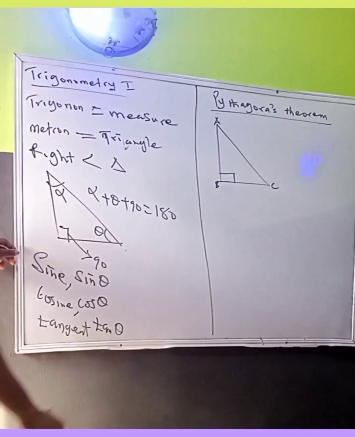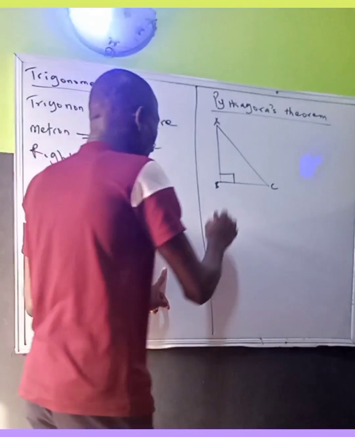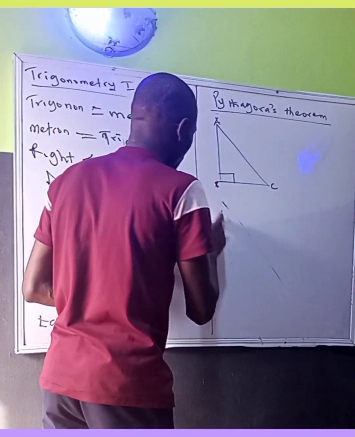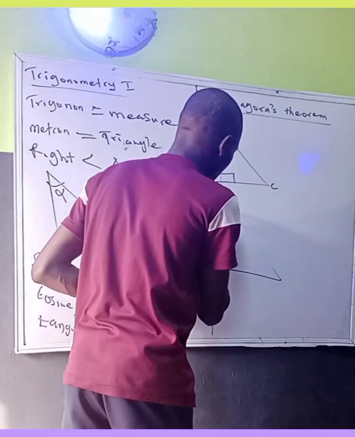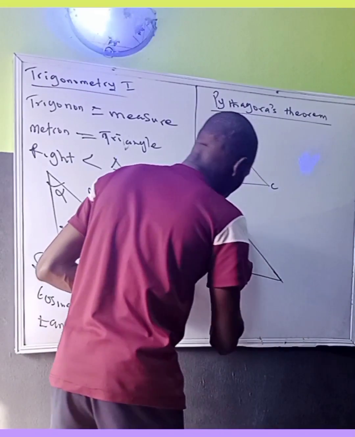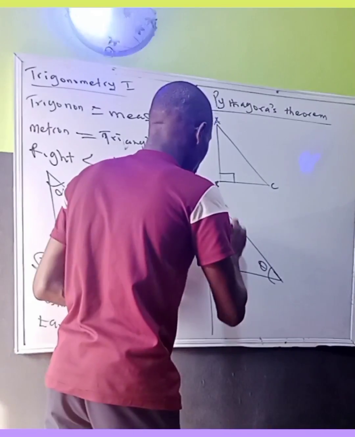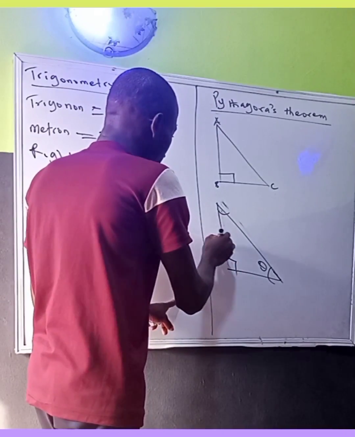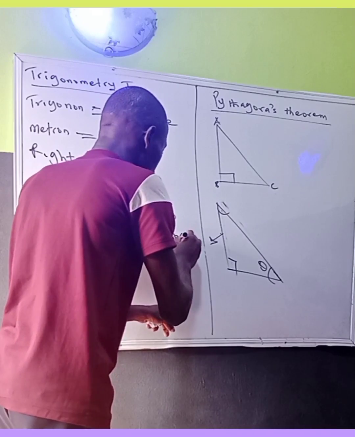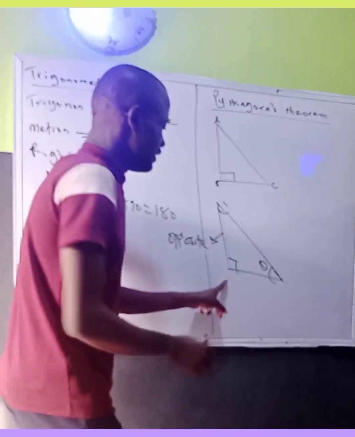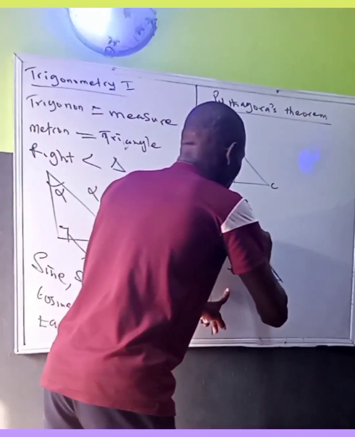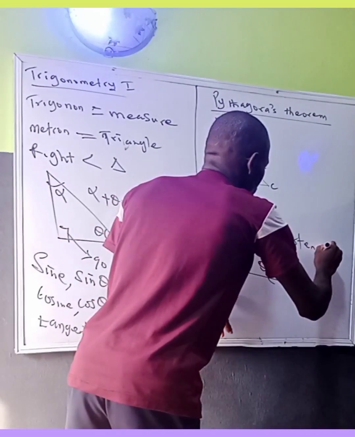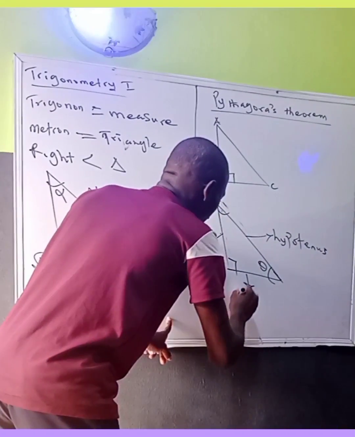So, in trigonometry, there are things you need to know. If I have a right angle triangle, something like this, I have my right angle here, and I have theta. Then the side this angle theta is facing is called the opposite. The longest side of a right angle triangle is called the hypotenuse. And this side is called the adjacent.